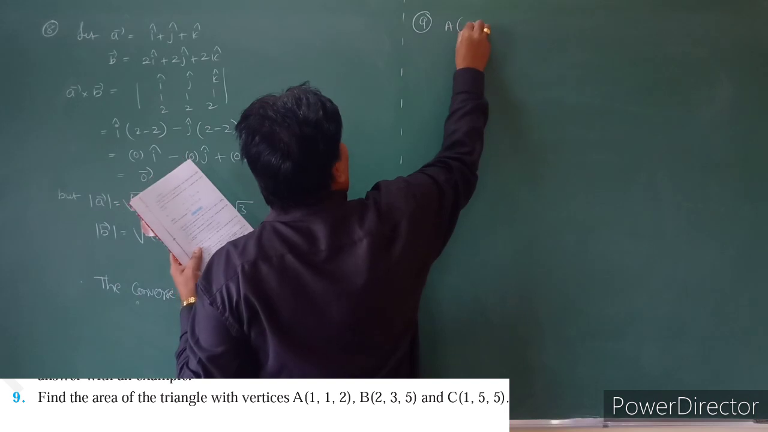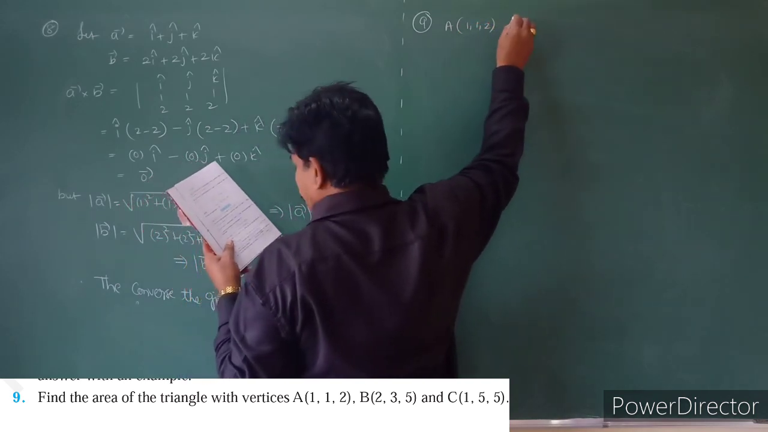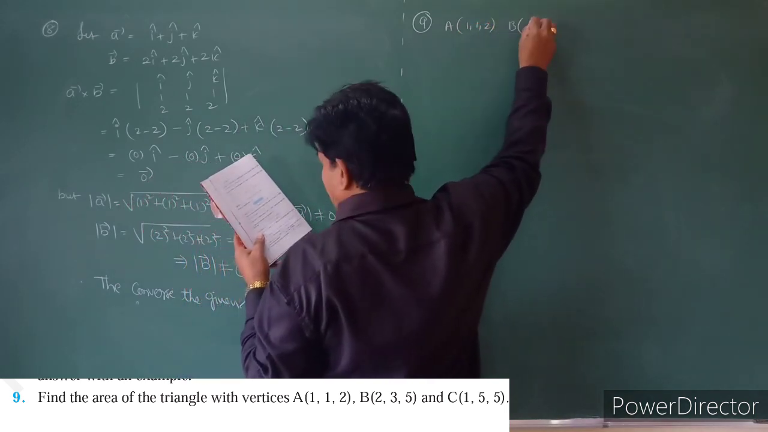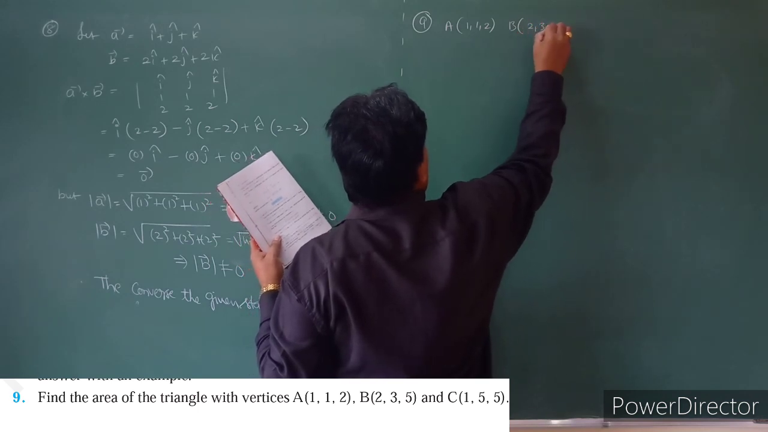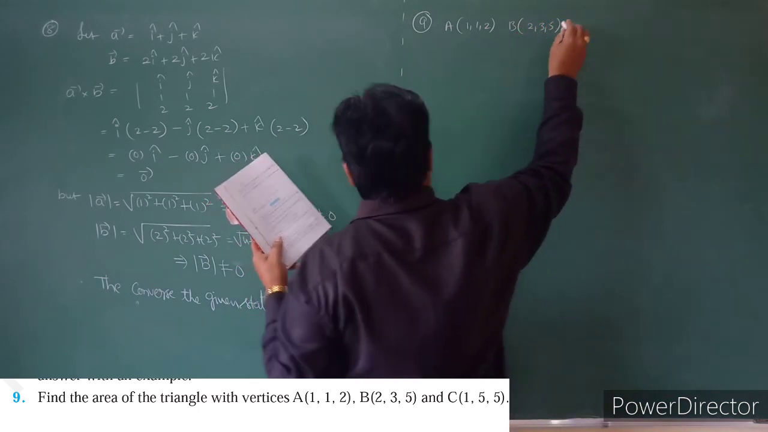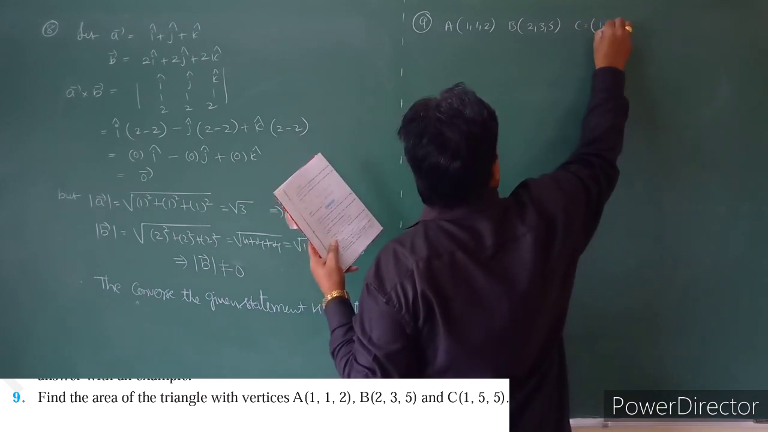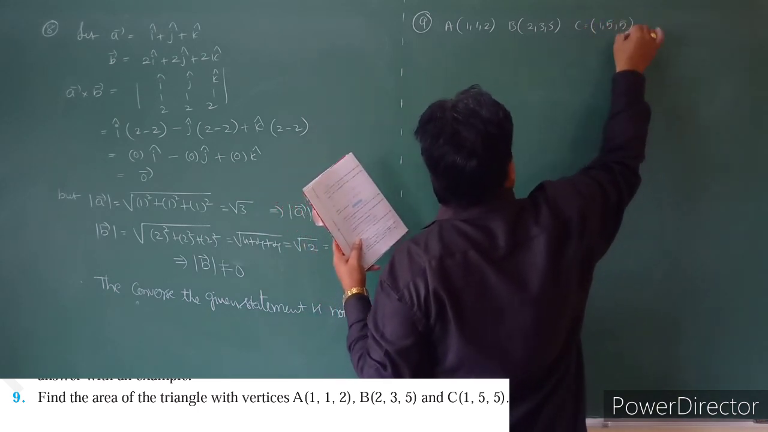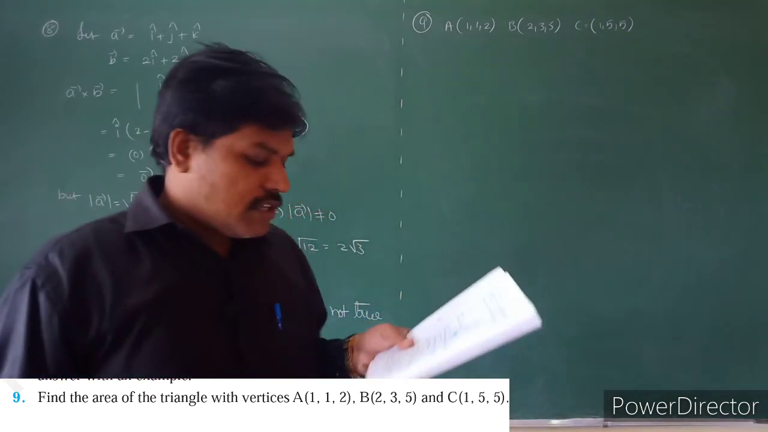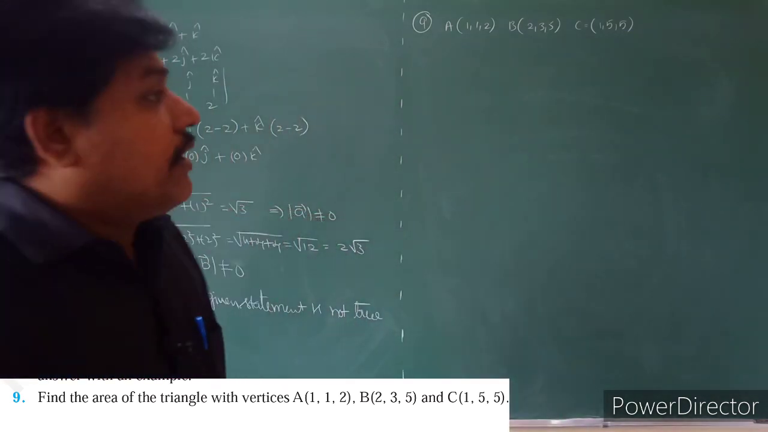A (1, 1, 2), B (2, 3, 5), and C (1, 5, 5). They are asking to find the area of the triangle with these vertices.